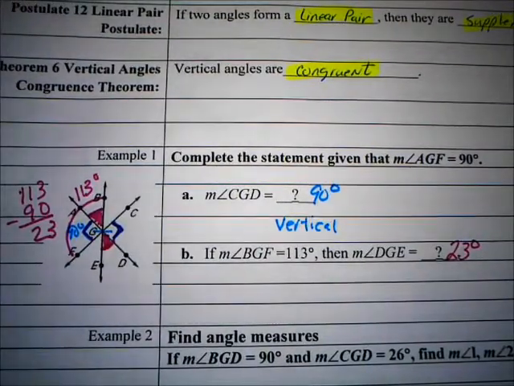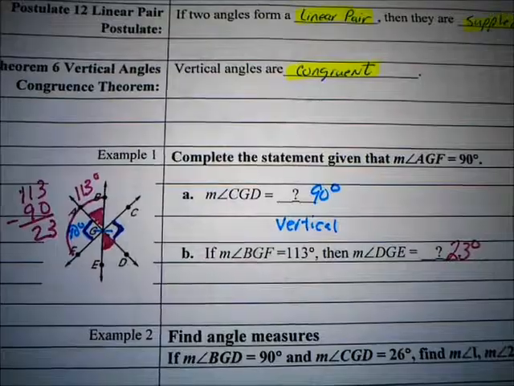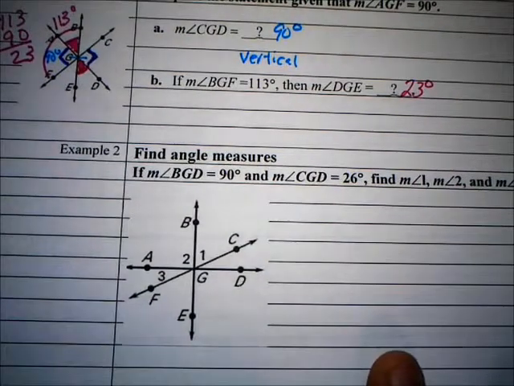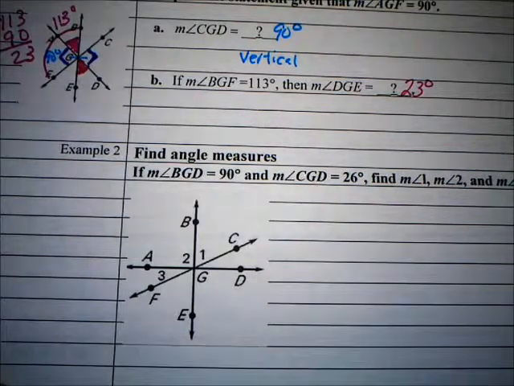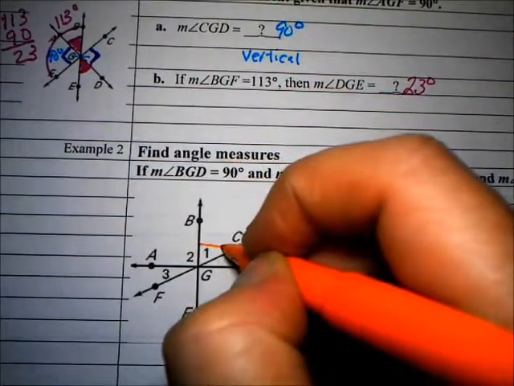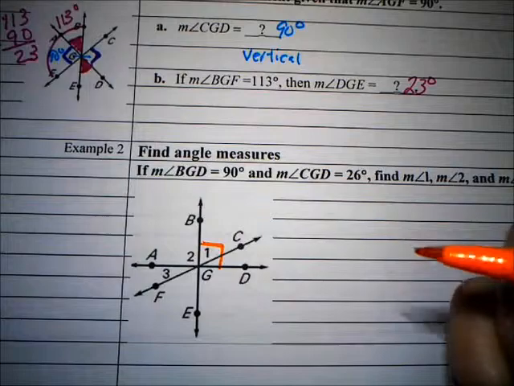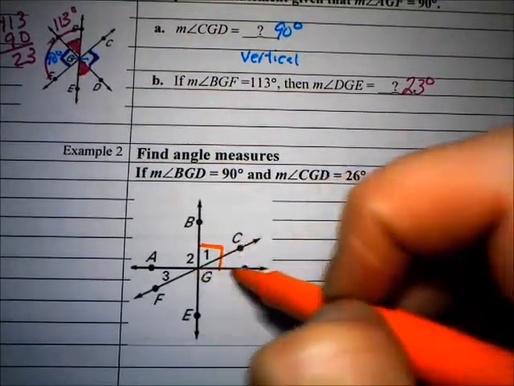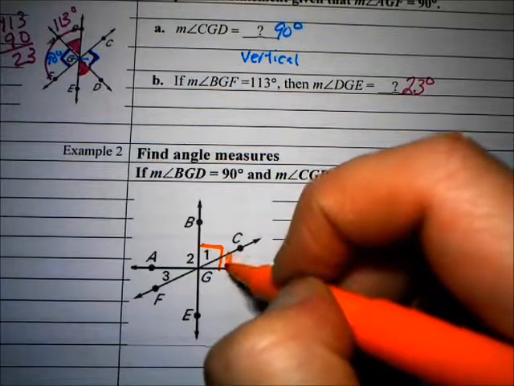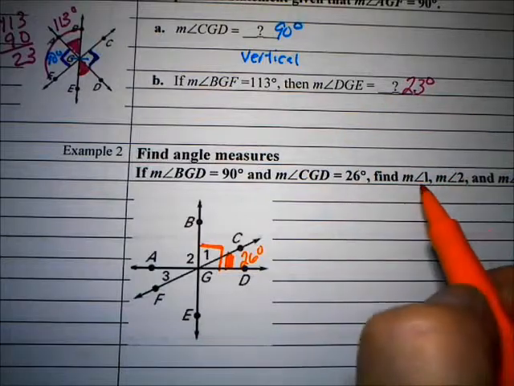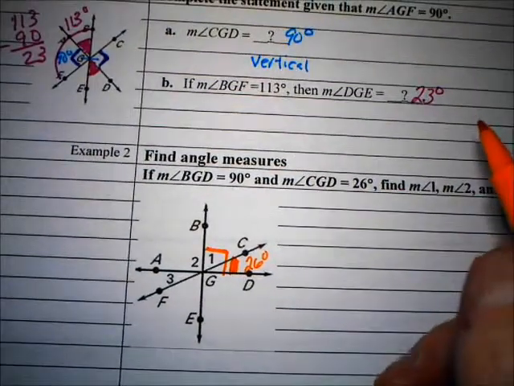Okay. Alright, number 2 says find the angle measure. The measure of angle BGD right there is 90 degrees, so I'm going to put a box. And it says CGD, this little angle here, is 26 degrees. Find the measure of angles 1, 2, and 3.